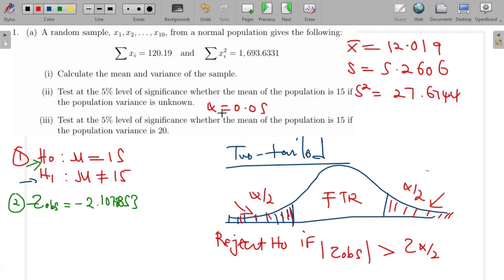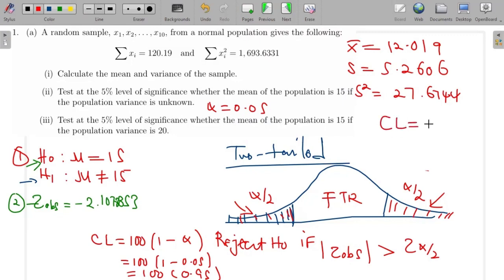When you've been given the significance level, the confidence level is just equal to 100 times 1 minus the alpha. So this would be 100 times (1 minus 0.05). Inside there, 1 minus 0.05 gives 0.95. So the confidence level is 95%.